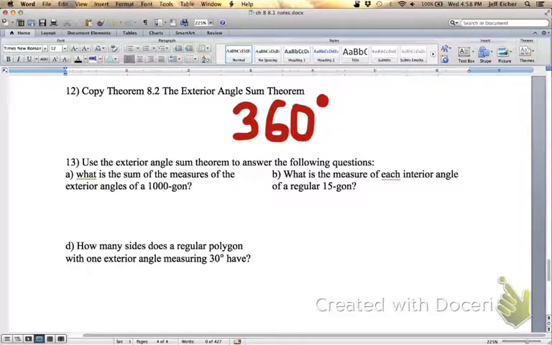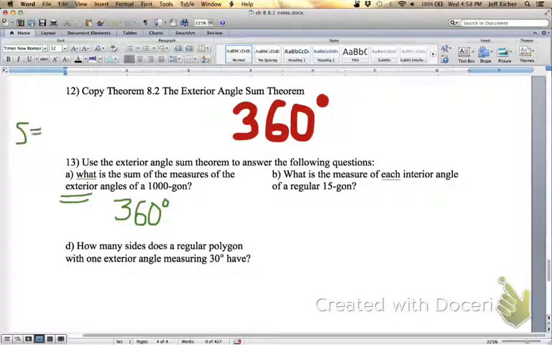And we can use that to answer these next 3 questions. The sum of the measures of the exterior angles. Well, the 1000-gon doesn't really matter because every N-gon has a measure of 360 degrees for the exterior angles. If it asked the interior angles, that would be something very, very different. You'd have to use our original formula.